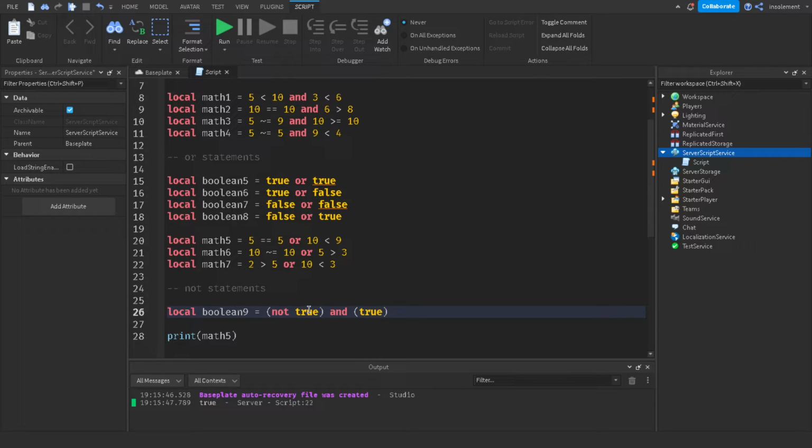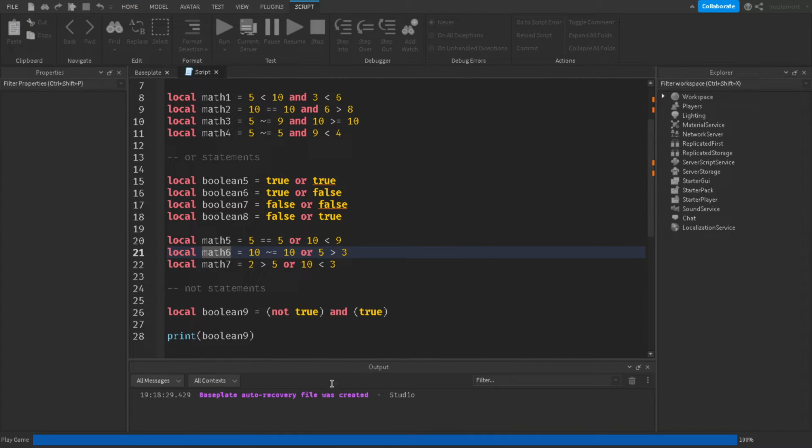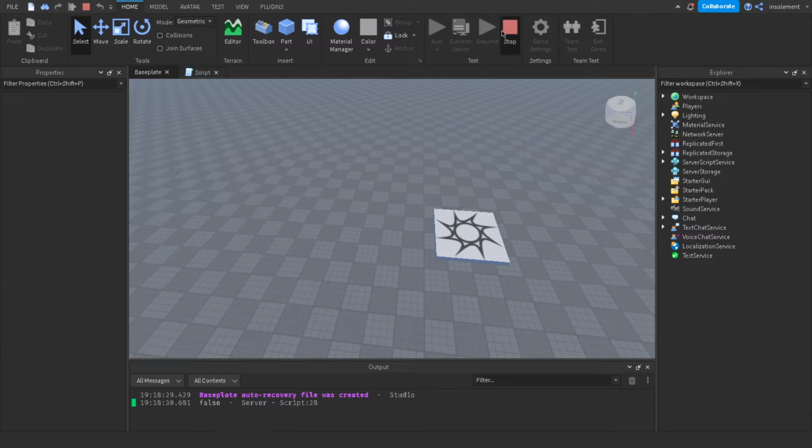Even though we have both trues here, our not here flips this true. So it would become a false, right? So false and true. Both sides need to be true for AND. Sadly, this is not true. So this would be false, right? So it would return to us false.